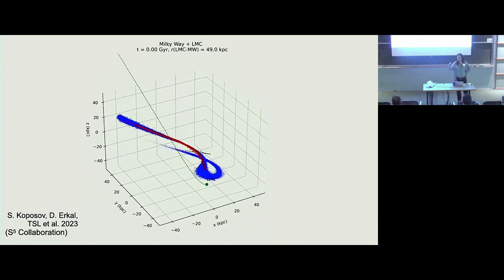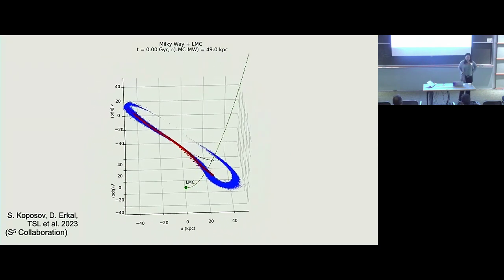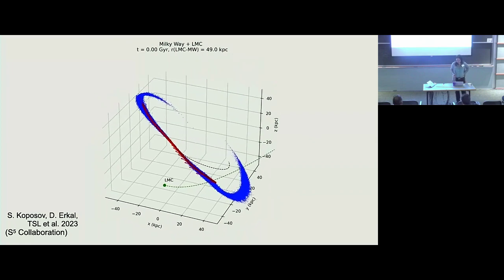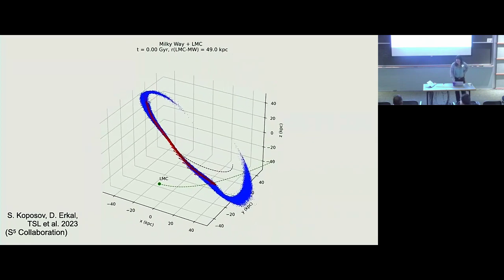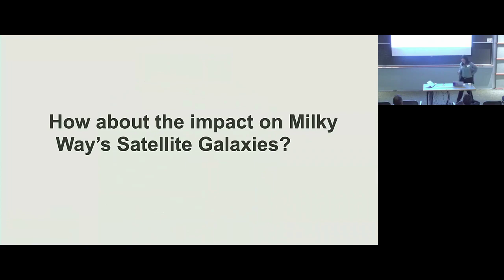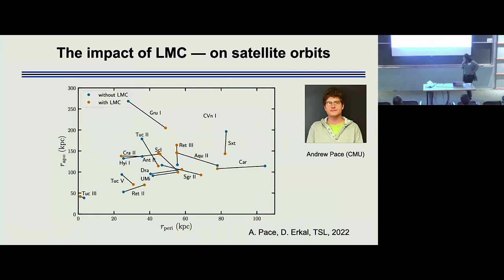So yes, the LMC comes in and perturbs the stellar streams in our Milky Way. That is something we learned. How about the satellite galaxies in our Milky Way? That's the next question I want to ask. These are what we think are the intact dwarf galaxies, the satellite galaxies of the Milky Way. So first is to ask about the orbital parameters like the pericenter and apocenter.